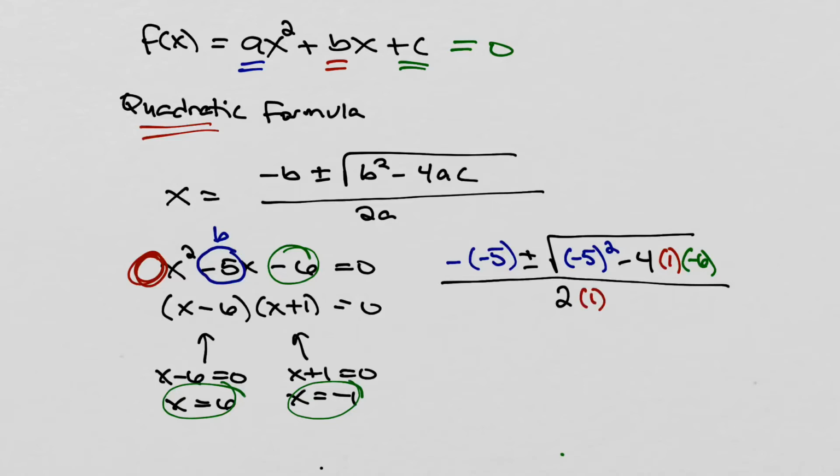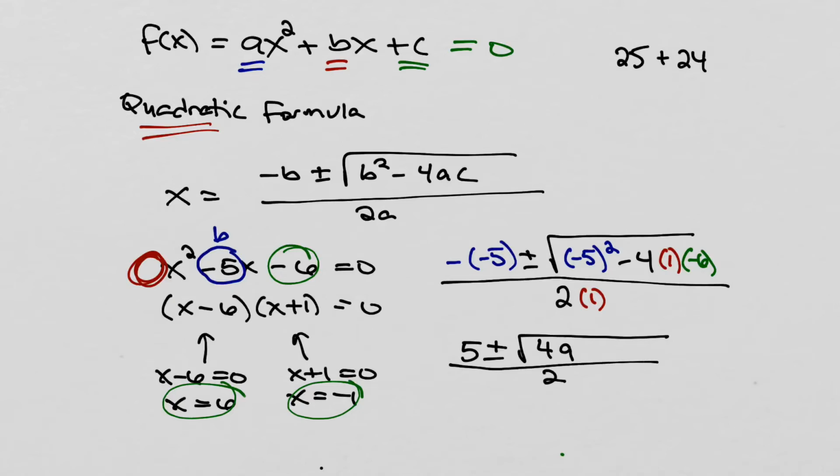So here's how it simplifies. The negative 5 becomes a positive 5, and then inside my square root, negative 5 squared gives me a 25, and then negative 4 times 1 times 6 gives me a positive 24, which makes this just a square root of 49. And of course, the square root of 49 is just 7. Right? So that leads me to two answers, 5 plus 7 over 2 and 5 minus 7 over 2.